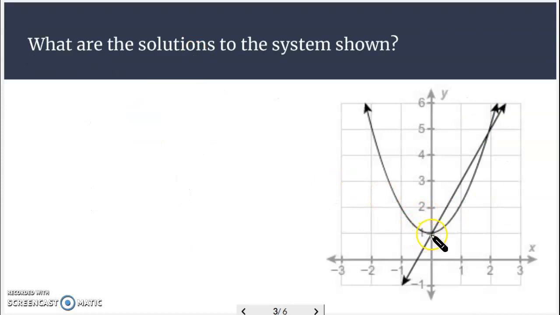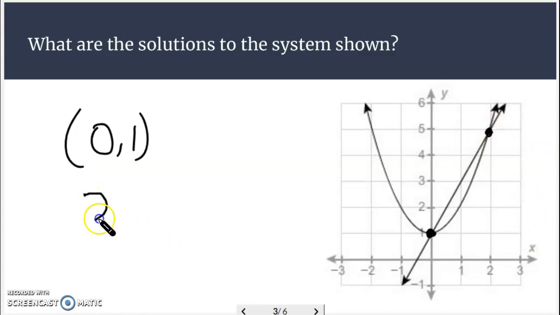What are the solutions? This point right here, and the coordinates are 0, 1. And this point right here. And the coordinates appear to be 2, 5, off a little bit. It's not exact, but we'll just say 2, 5.